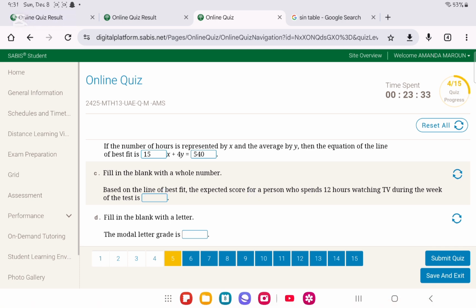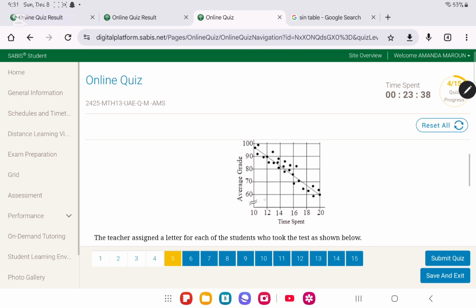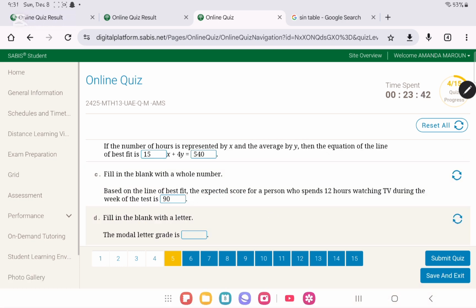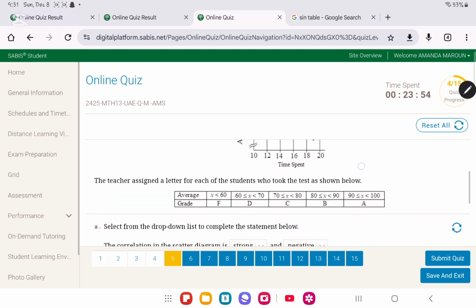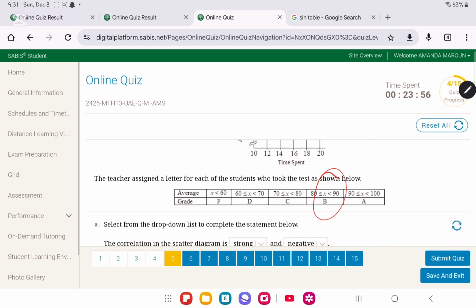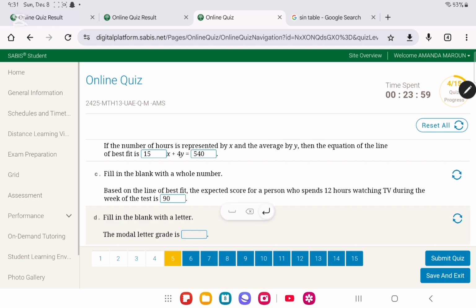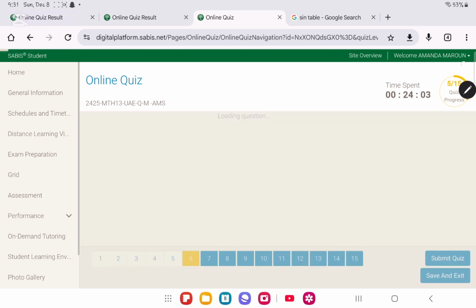Now, based on the line of best fit, the expected score for a person who spends 12 hours watching TV during the week, we're going to come here. 12 hours, he will get an average score of 90. Now, the modal letter grade. The modal means the most occurring grade. If you see, where are the most dots? The most dots are in between 80 and 90. So in between 80 and 90, we're going to come here. We're going to see the modal letter grade is then B. So that's it for question number 5.